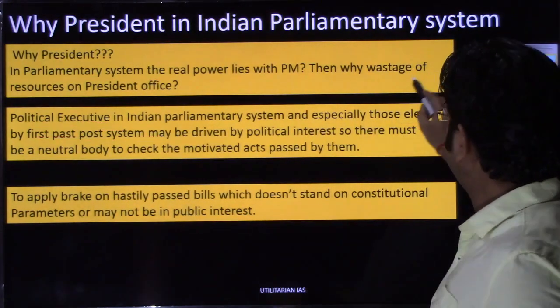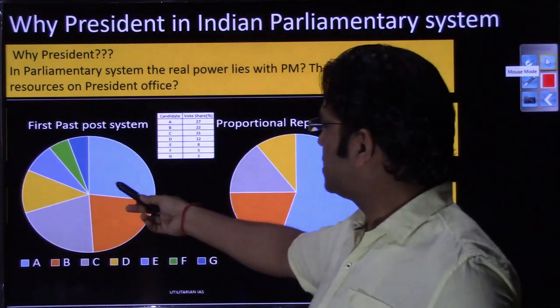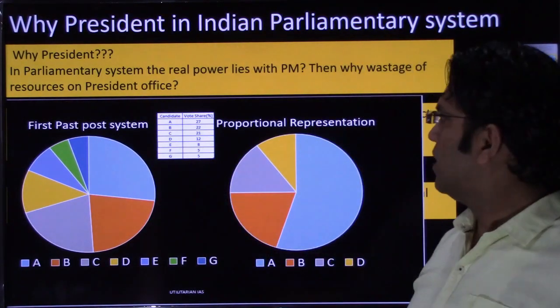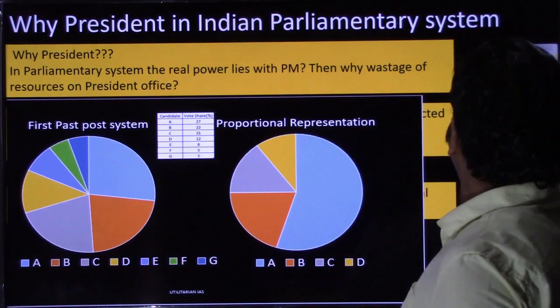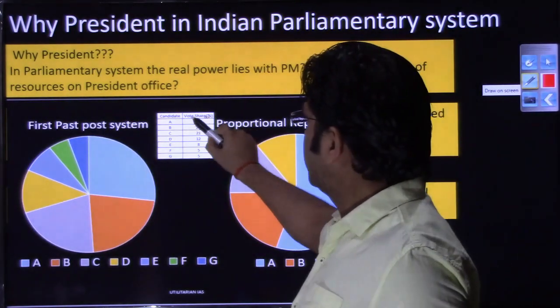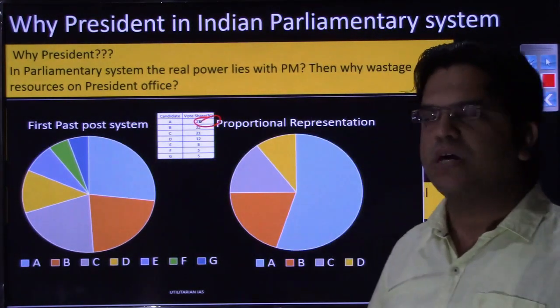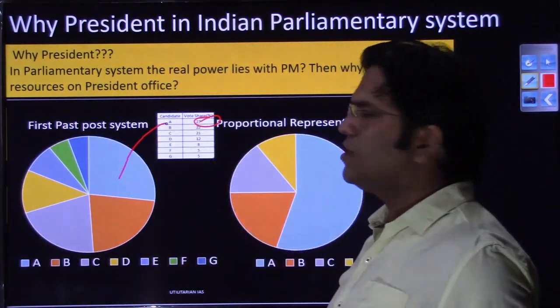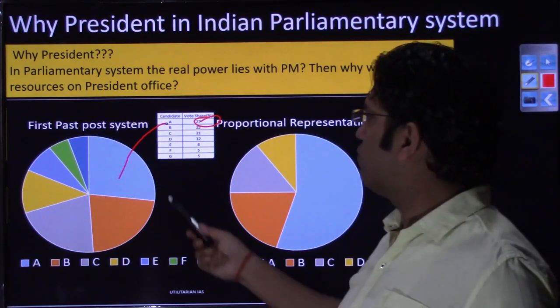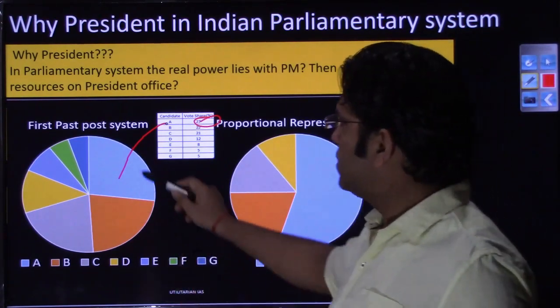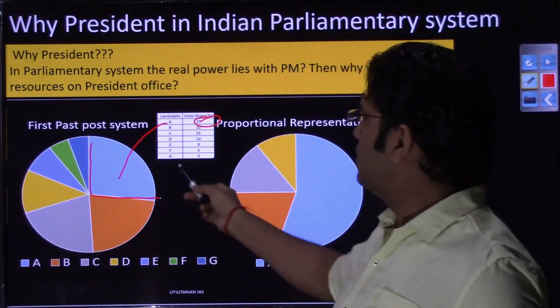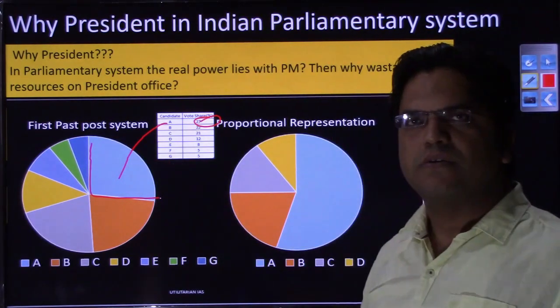I have taken a pictorial image. This is the first past the post system. You have these 7 candidates, A, B, C, D, E, F, G. Whoever secures the highest number of votes wins. Here, candidate A secured 27% of the vote from Hyderabad and was declared the winner. Now try to understand, this person secured just 27% of the vote.